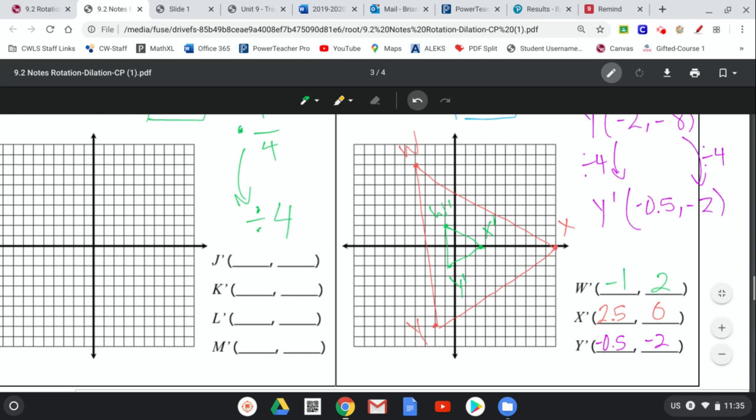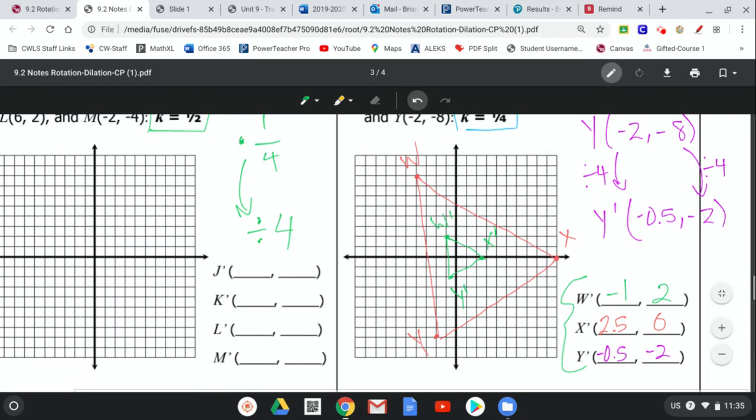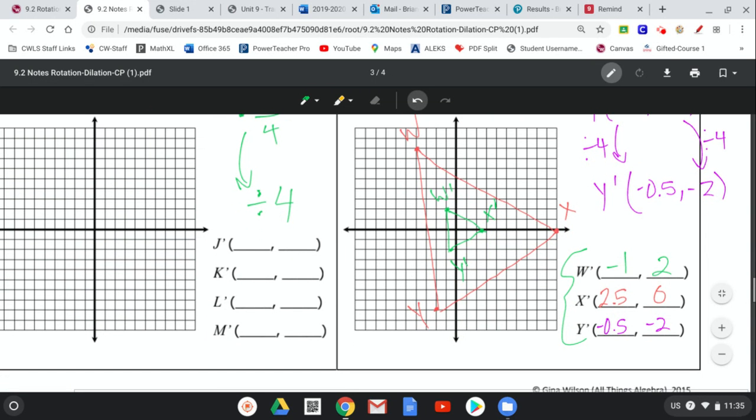All right, guys. So for this, I plotted, it's going to be the green figure. I took these coordinates and plotted them on the coordinate plane. Like we said, because it's a fraction, it's a reduction. So that triangle W prime, X prime, Y prime looks smaller, and we did our job.